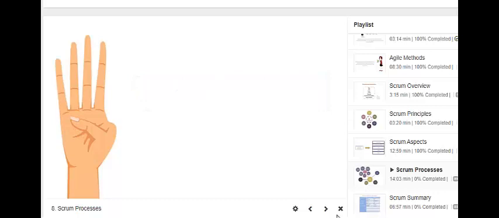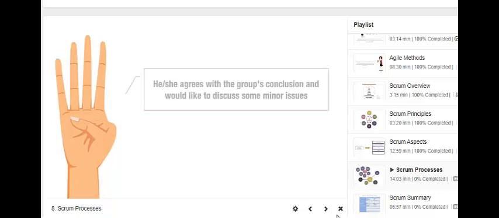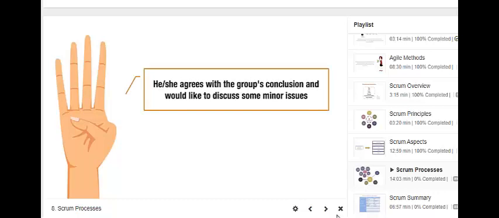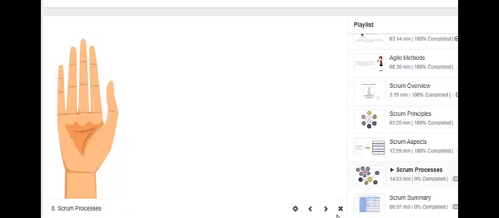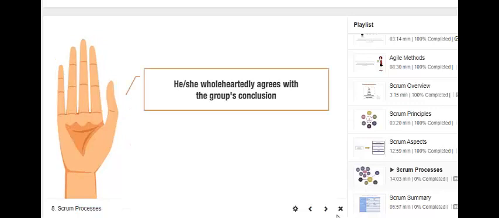If a team member raises four fingers, it means he or she agrees with the group's conclusion and would like to discuss some minor issues. And if a team member raises five fingers, it means he or she wholeheartedly agrees with the group's conclusion.